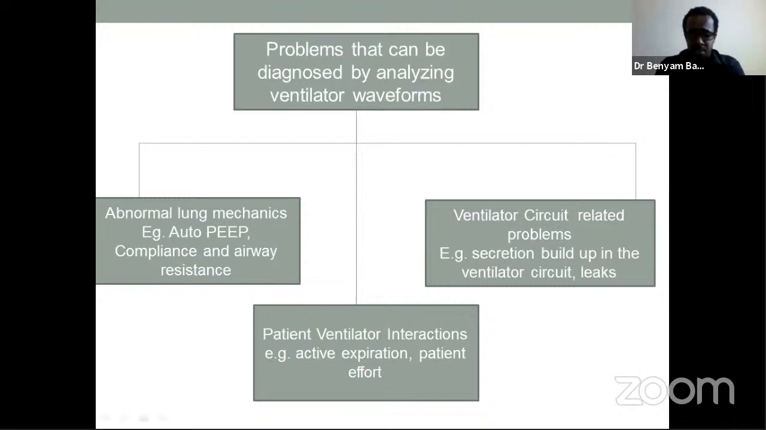And the other one is patient-ventilator interaction. That could be active inspiration or patient effort, or whether it is a controlled breath, an assisted breath, or spontaneous breathing. We'll check it on the waveform. So by knowing the waveforms, we'll be able to answer the most crucial and important points that are here.